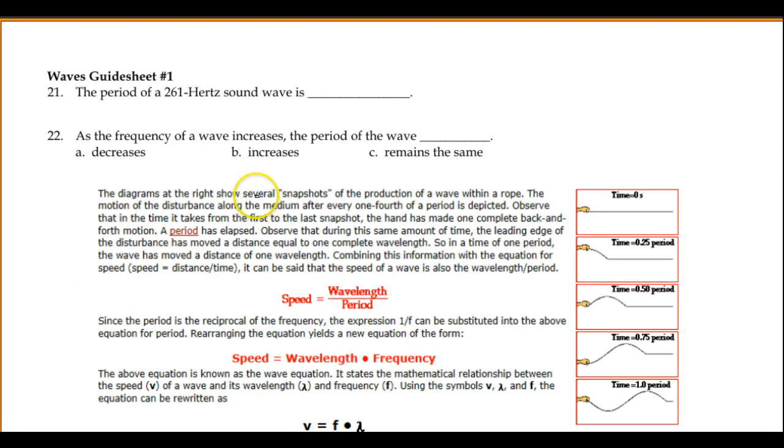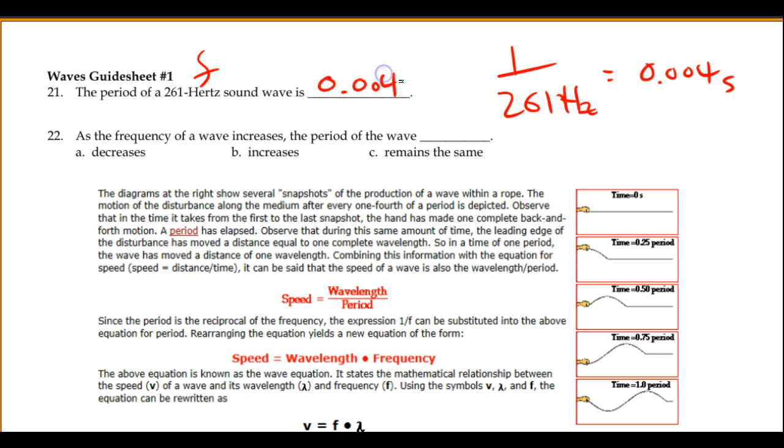So if we're looking at 21 here, the period of a 261 hertz sound wave is the inverse of the frequency. And again, 261 hertz would be the frequency. So if we take 1 over 261 hertz, we'll get 0.004 seconds. So that makes the period, the time it takes to happen once, a very short period of 0.004 seconds. So you'll find with a lot of waves, as the frequency increases, the period will have to decrease.